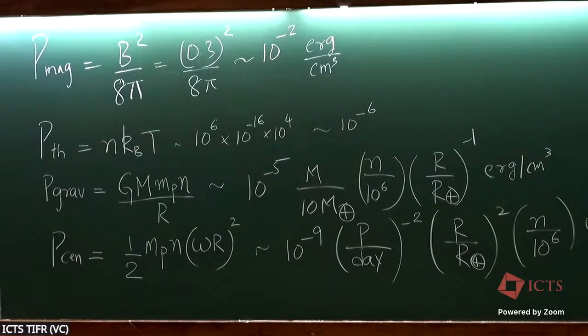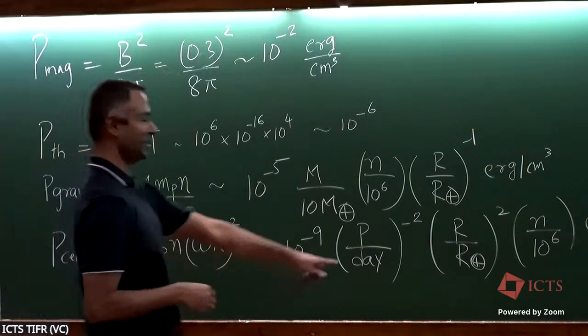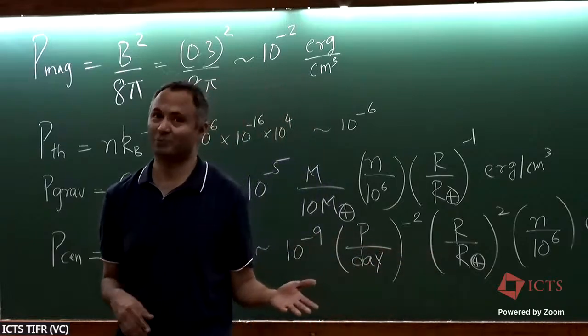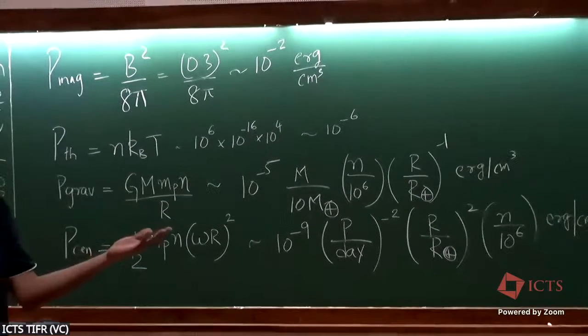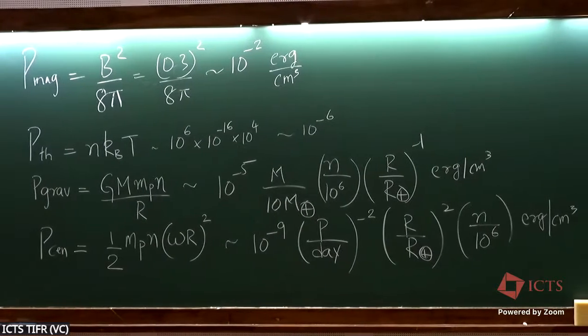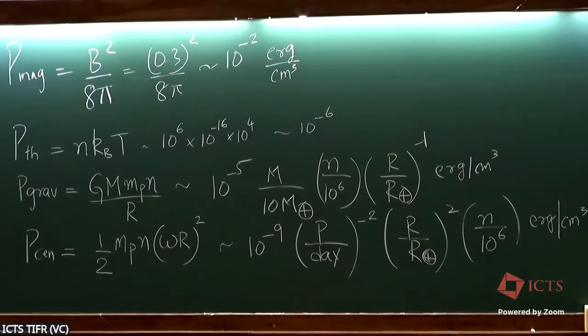So that's small, but it's going up with radius as r square. So it can become important at large radii. Notice that the gravitational potential energy is just dropping with radius. Thermal energy depends on temperature, so it's not going to change with radius. Centrifugal, the kinetic energy in rotation, is actually going to increase with radius because it is co-rotating. It's not in Keplerian rotation. Remember, gravity is not important, so it's in co-rotation because the magnetic field is forcing the plasma to co-rotate.